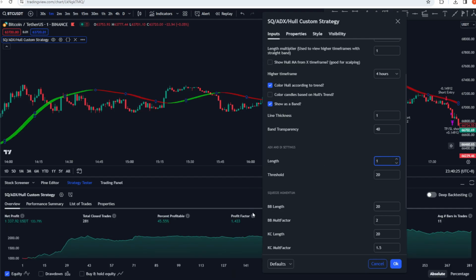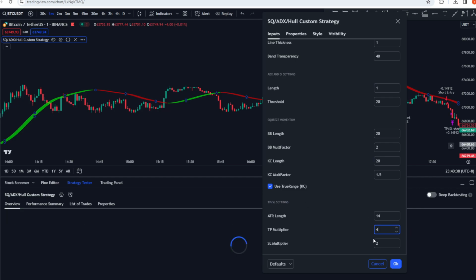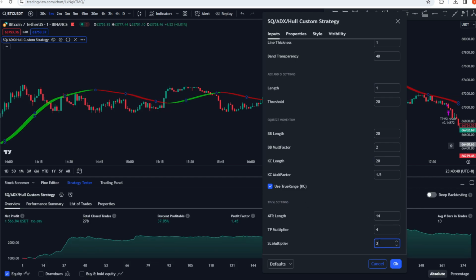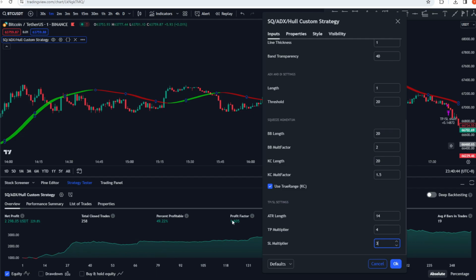As you guys can see, our profit factor is at 1.433. Our net profit for the trades is $1.3k, and for this we are also going to change our take profit and stop loss settings. Take profit to 4 instead of 3, and our stop loss, we're going to increase it to 3. So now our profit factor increases to 1.605.